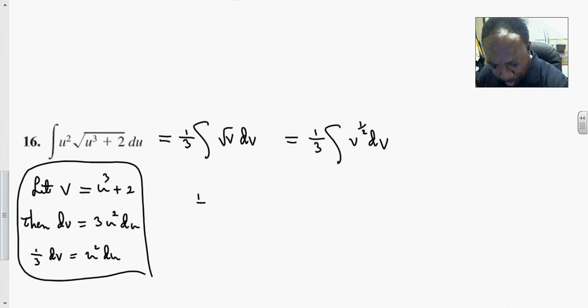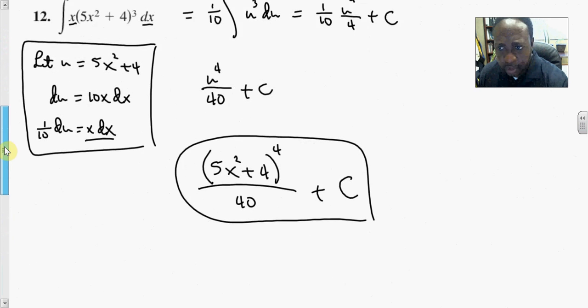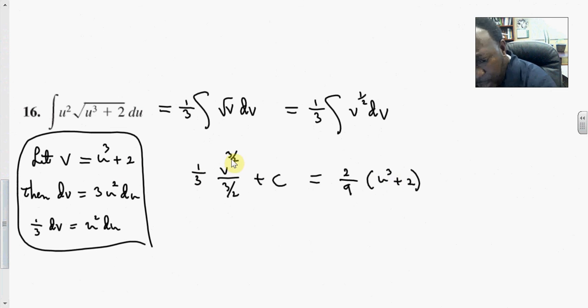So now we integrate. This is 1/3. Here we have v to the 1/2 plus 1. That's v to the 3/2 divided by 3/2 plus the constant. Did I put the constant up there as well? I did. So the 2 goes up top. So this is 2 over 9. And the v is the u to the third plus 2, and that's raised to the 3/2 power plus the constant. That's the answer.